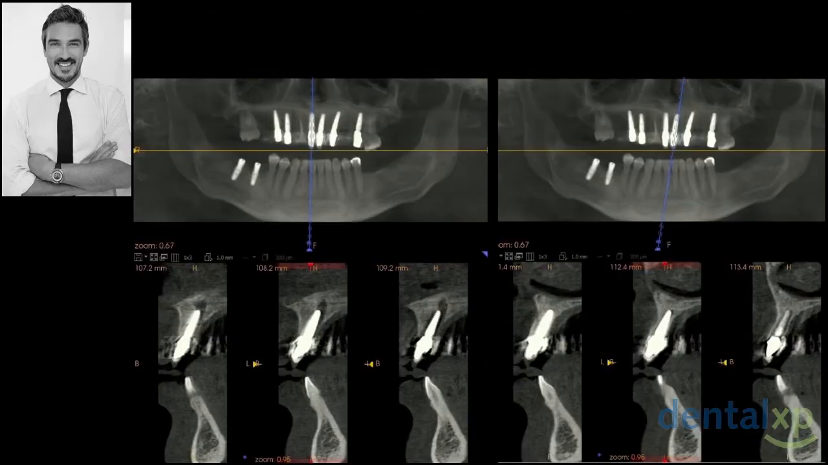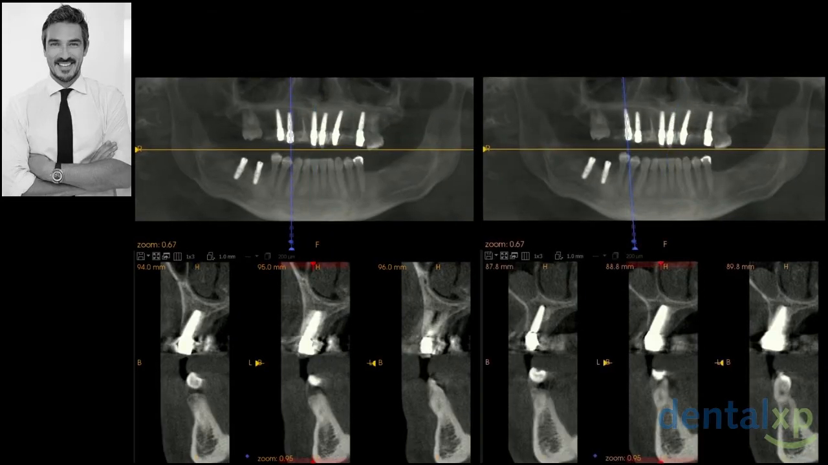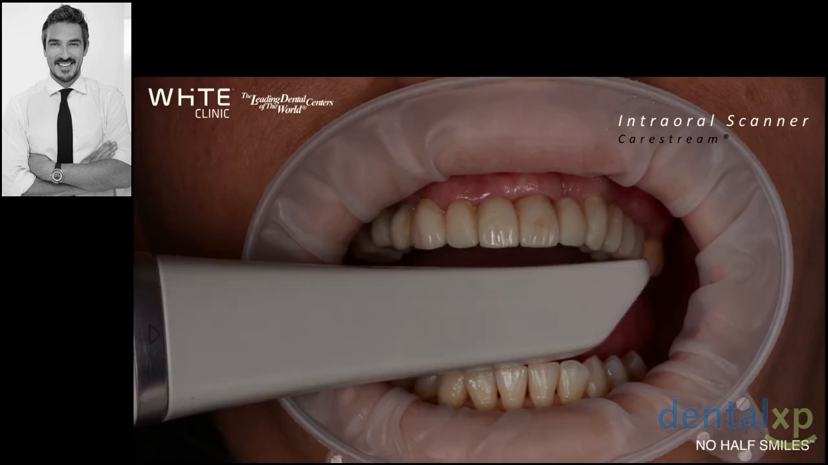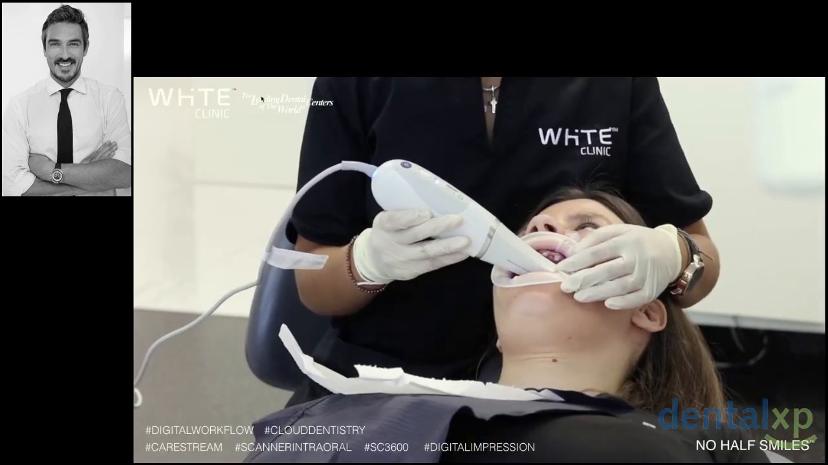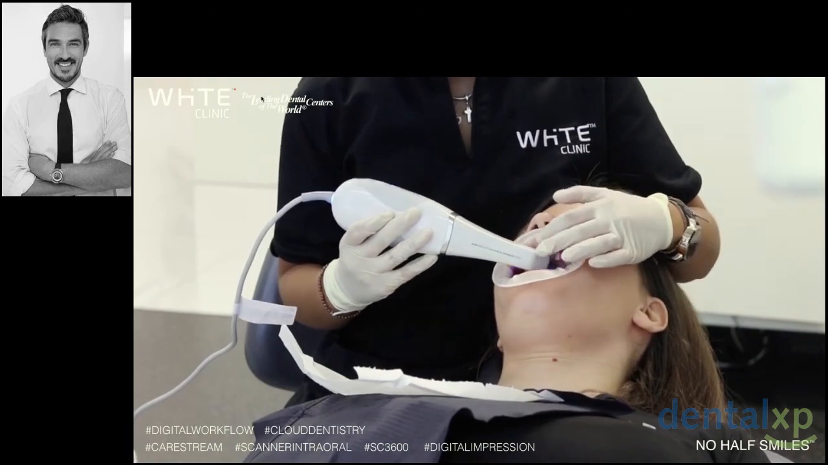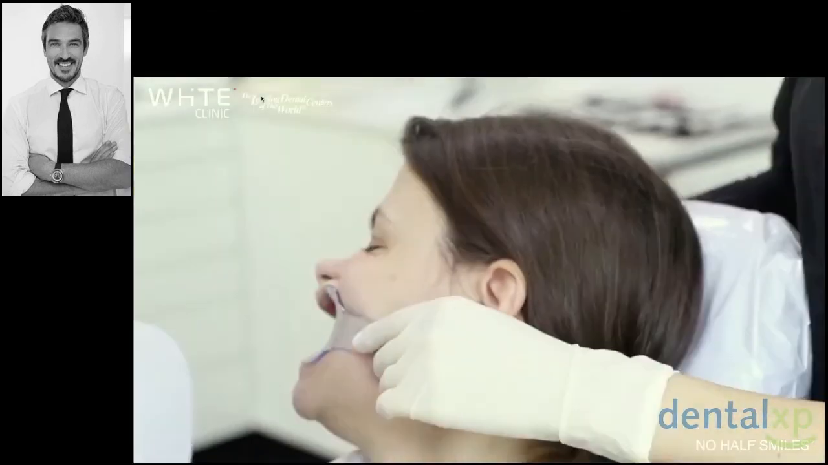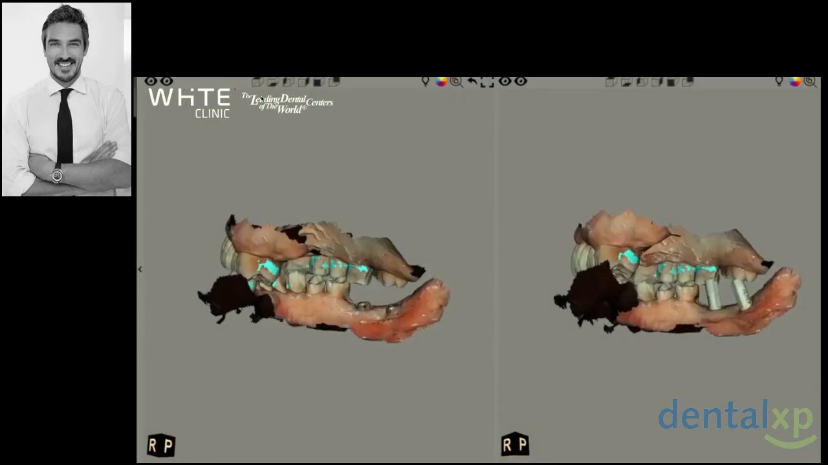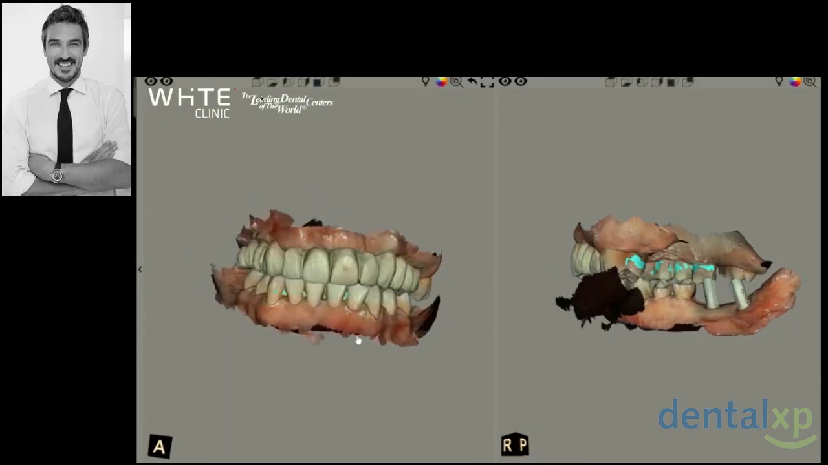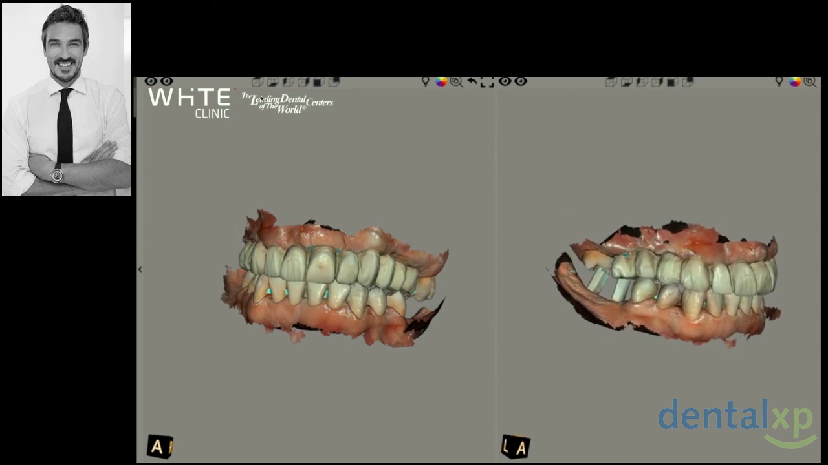So once we finished, we waited a few months, and we decided, hey, let's do a full digital workflow. So we scanned the patient, we scanned the abutment, and we did a full mouth scan there, and we sent that to the lab in Romania, who was very kind to offer this case to us.